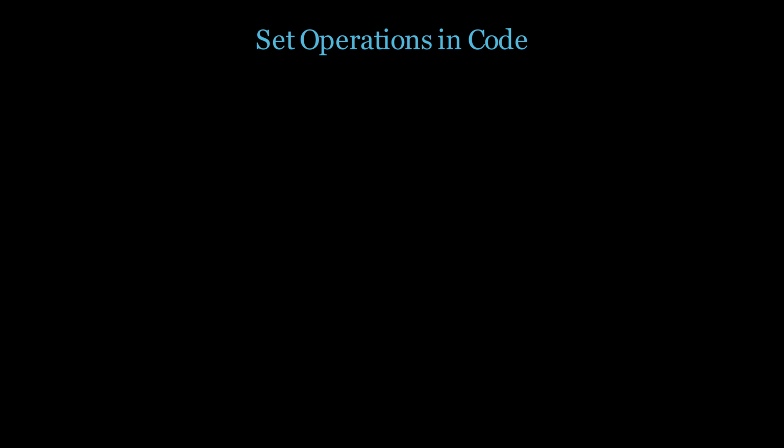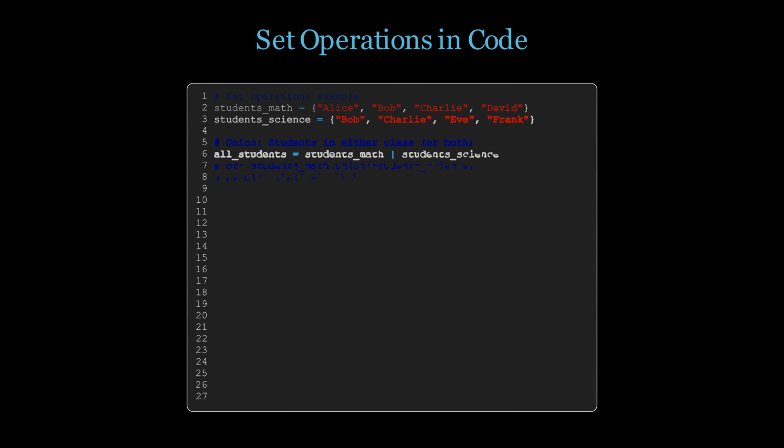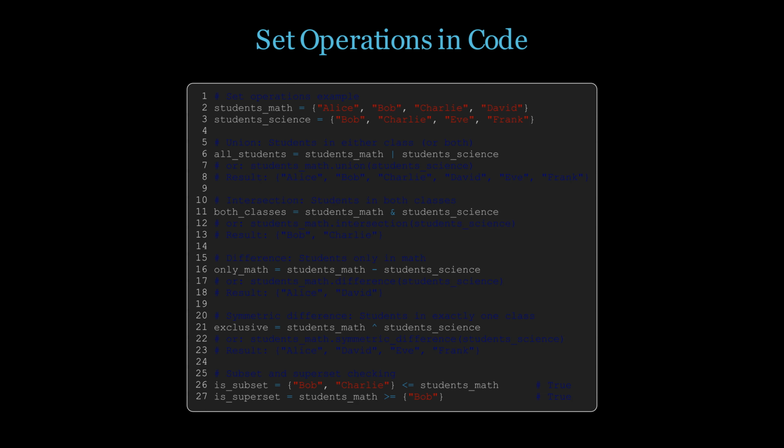Let's see how these mathematical operations translate to Python code. Python provides both operator symbols and method names for set operations. Union uses pipe or union method. Intersection uses ampersand or intersection method. Difference uses minus or difference method. Symmetric difference uses caret. We can also test subset and superset relationships with comparison operators.